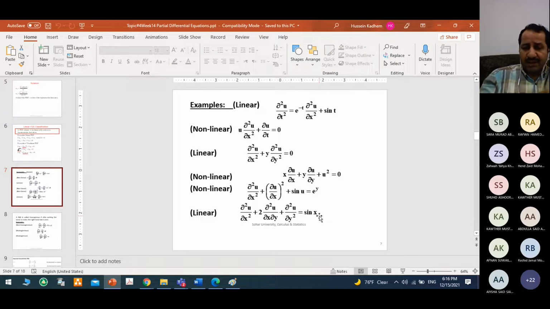We need to specify this at the beginning. We define the linearity and non-linearity, homogeneous and non-homogeneous. Order is the same as discussed previously in ordinary differential equations.